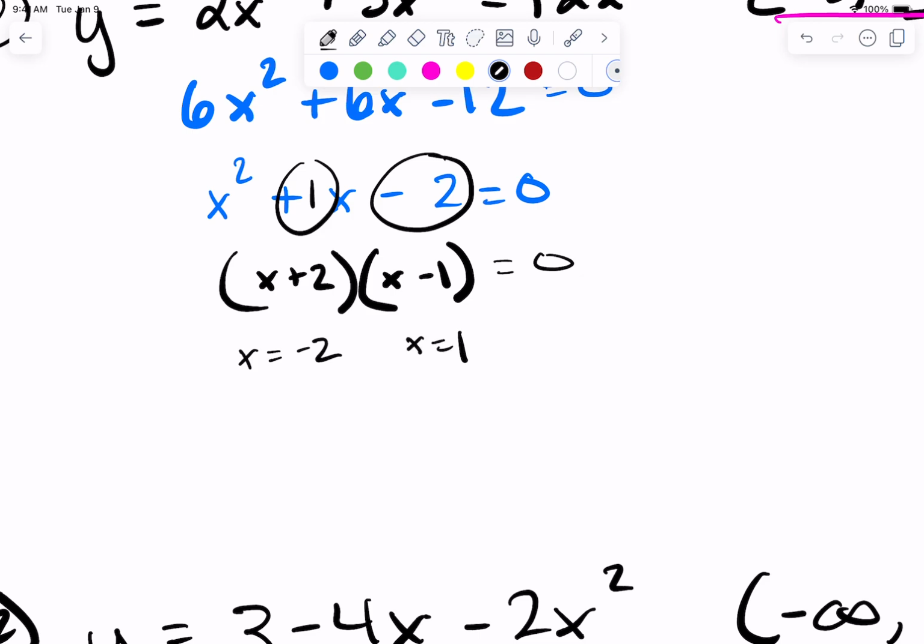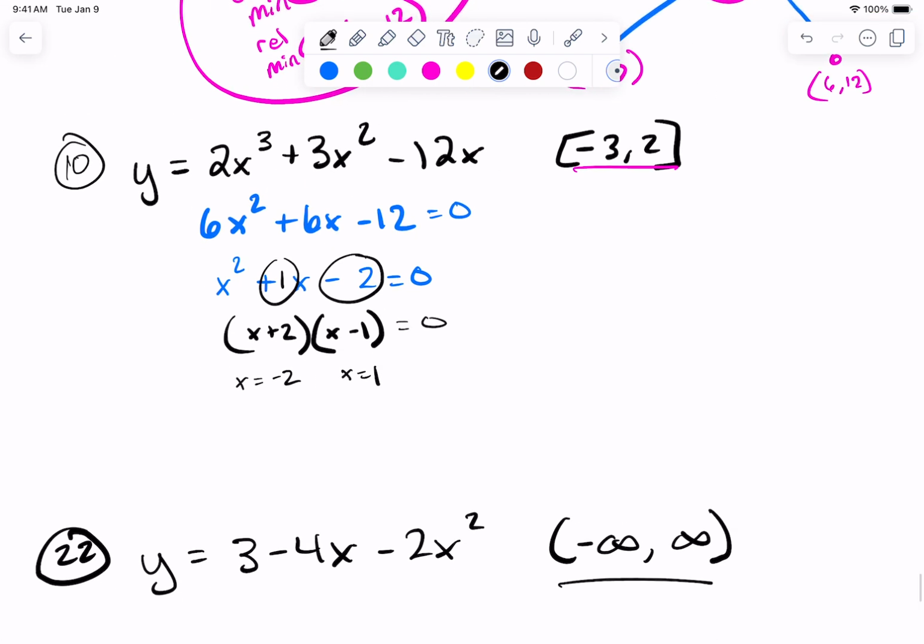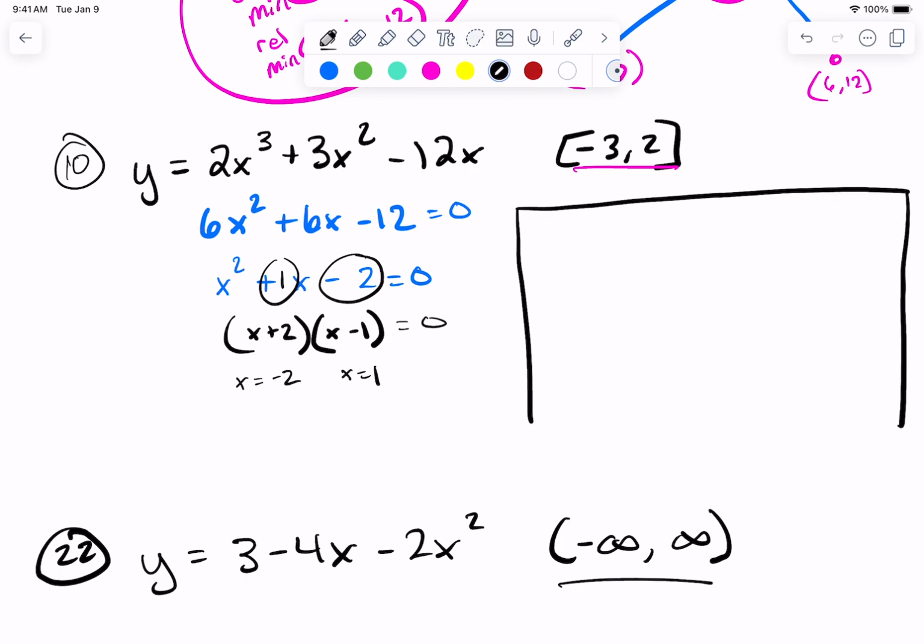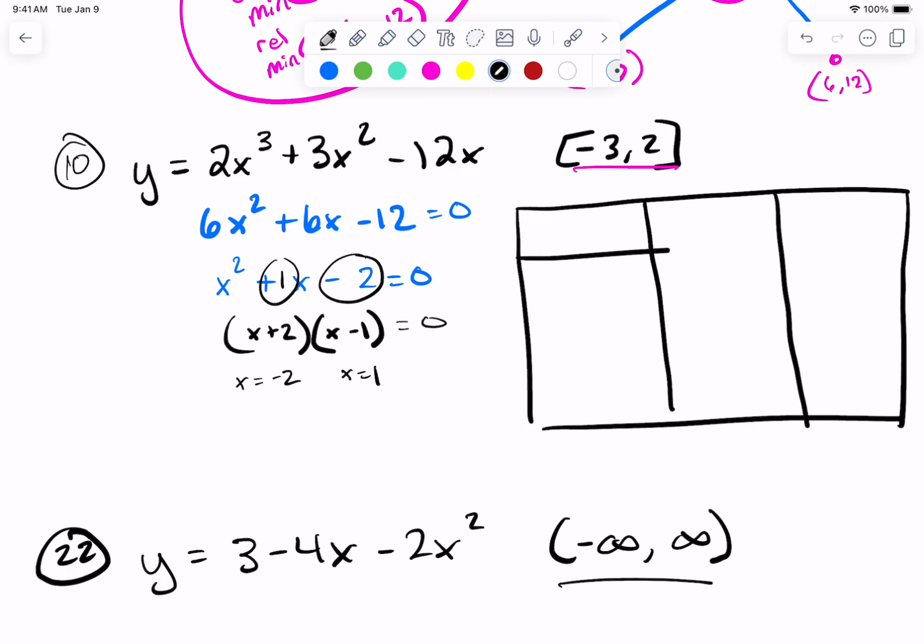Okay, so if we set those equal to 0, my critical numbers, one of them is -2, the other one is +1. Okay, so how many test intervals am I going to have? 3? Okay, what's the first one going to go from, though? -3 to -2, because this is my endpoint, right? We're going from -2 to 1.